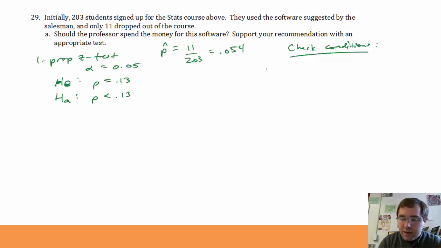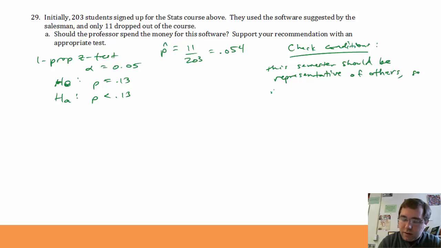randomness is satisfied. So this semester should be representative of other semesters. So randomness is satisfied. The whole point of randomness is to give us a sample that's representative of the population. All right.